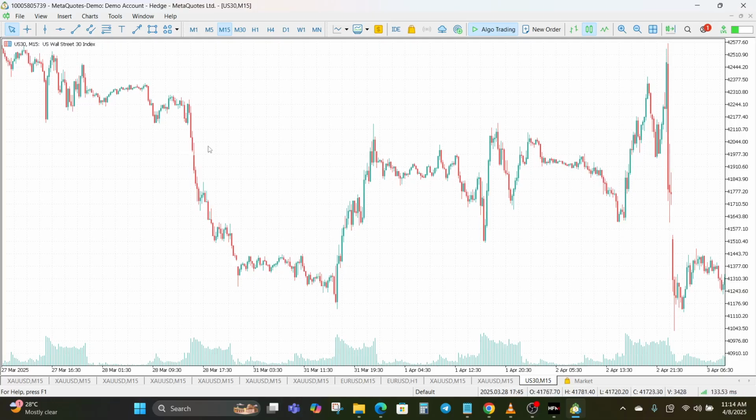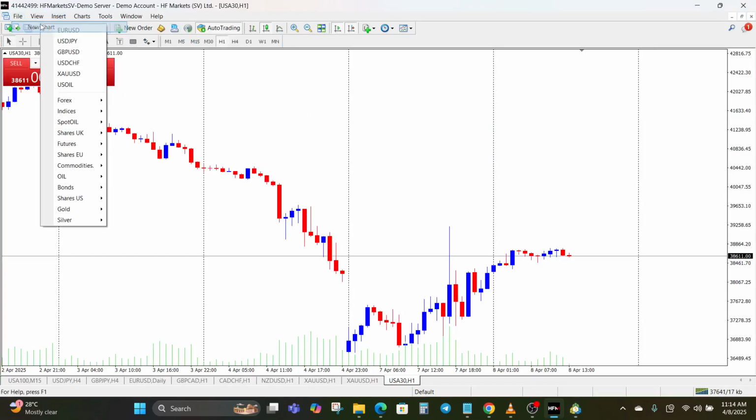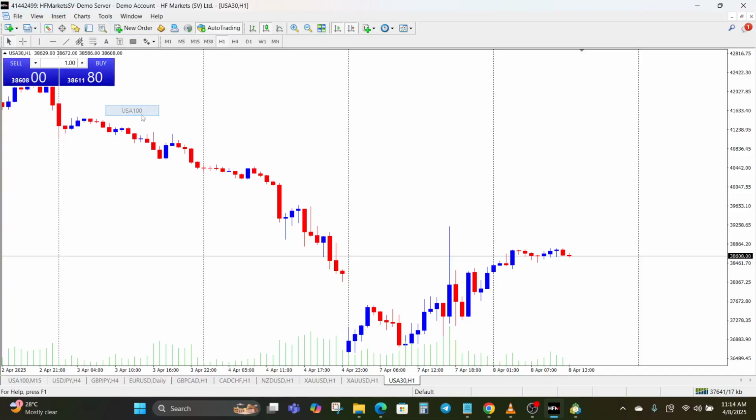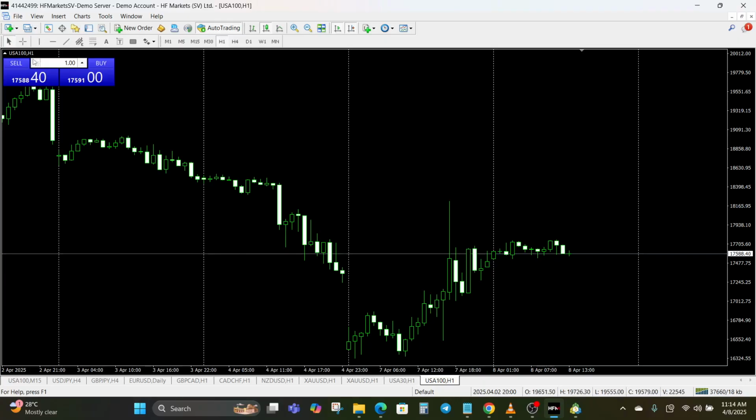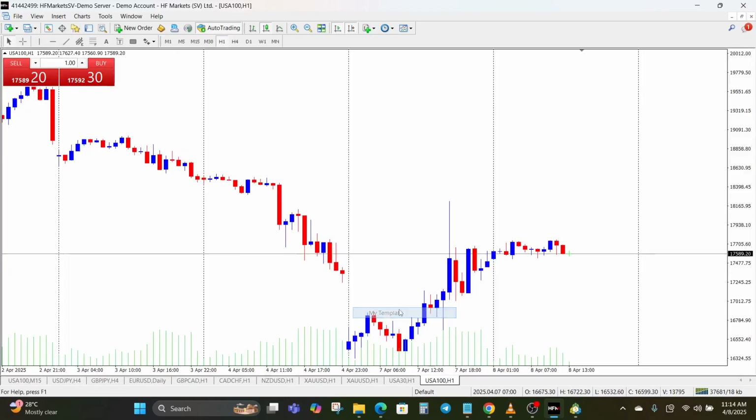So how do you trade NAS 100 on MetaTrader? Step one, you find the asset in your platform. We're going to be adding the NAS 100 to the chart right now. It depends on your broker. Your broker might use USA 100, US 100, NAS 100, or USTEC. Whatever name your broker uses, it's the same asset.